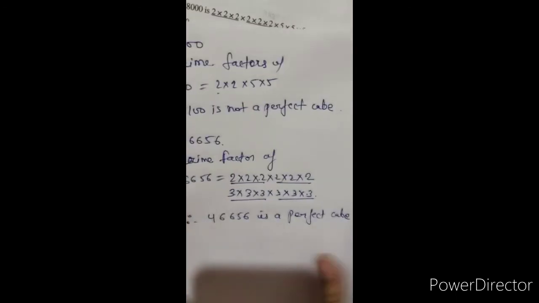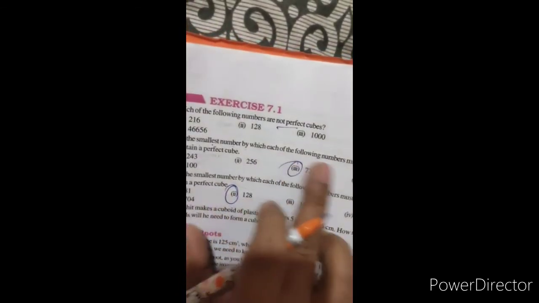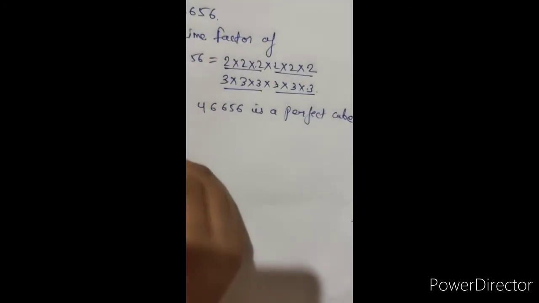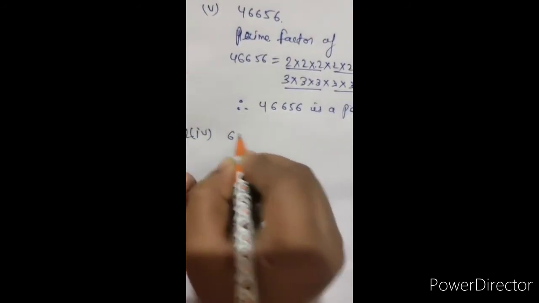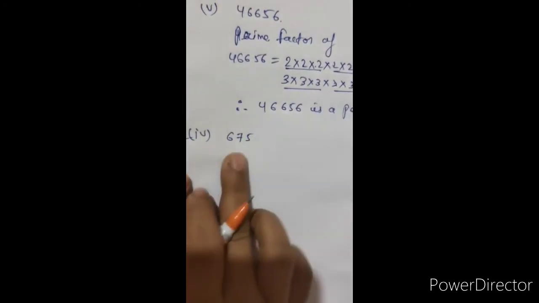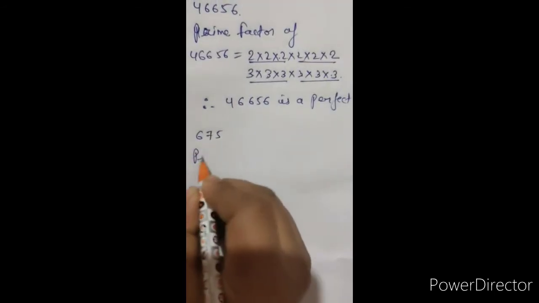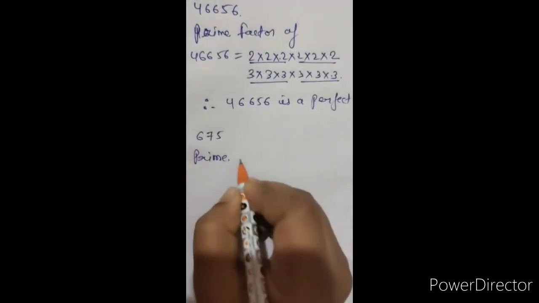Now question number 2. Find the smallest number by which each of the following numbers must be multiplied to obtain a perfect cube. We will take question number 4. What is the number? 675. For this also you have to find the prime factors first by the prime factorization method.